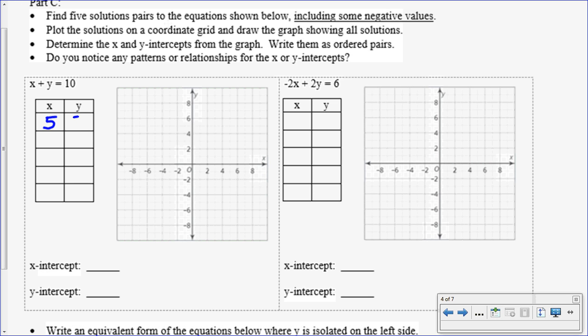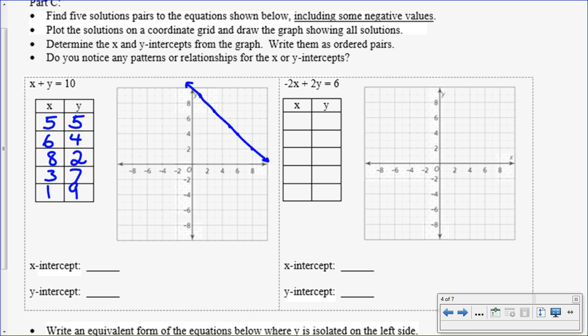So if I plug a 5 in for x, y is 5 because 5 plus 5 is 10. So we can have 6 and 4, 8 and 2, 3 and 7, 1 and 9. If I go ahead and plot those points, okay, 5, 5, which is right there in the middle, 6 and 4, 8 and 2, 1 and 9, which is way up there, 3 and 7. Okay, and again, there's our line.